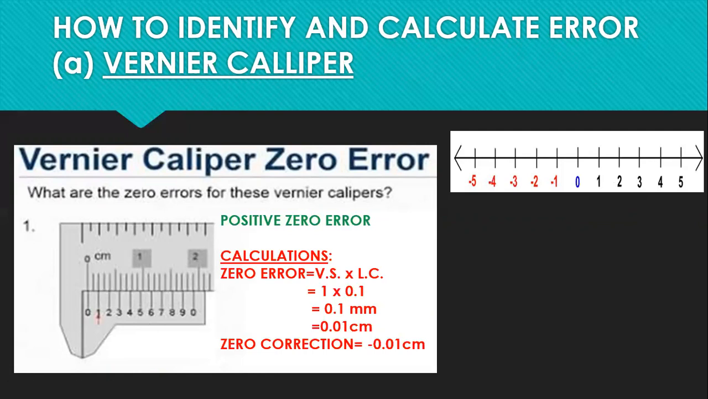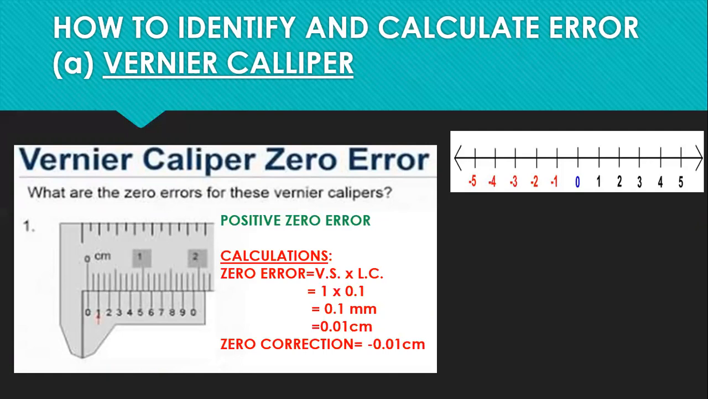Then you have to do the calculations. Zero error is equal to vernier scale division into least count. The vernier scale division is the best coinciding line which matches with a division on the main scale. How can you find that division? If you move your eye from left to right while observing the vernier scale, it is the first division that is to be taken into consideration.